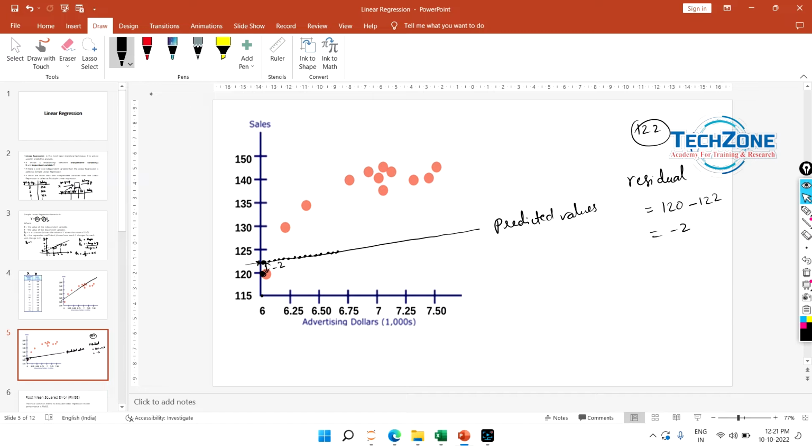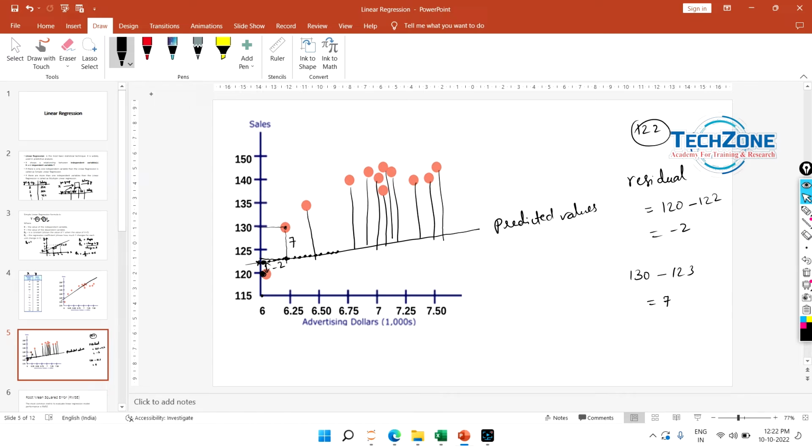Let us study what the residual is for this one. This was 6.2, and for 6.2 the actual value is 130. But what is the predicted value? Our model is saying that it should be around 123. If we subtract, this will give us 7. So 7 is the residual here. Like this, we will calculate the residuals of all the points.